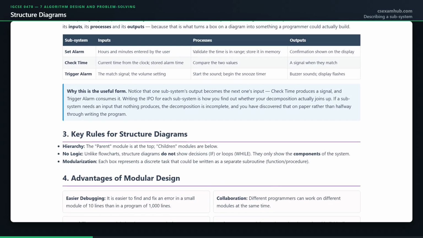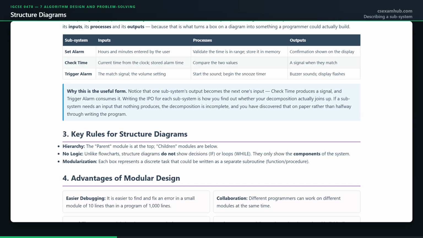Now the part exam questions actually ask for, and it goes beyond naming the boxes. Each subsystem should be described in terms of its inputs, its processes, and its outputs. Look at the table. Set alarm. Inputs are the hours and minutes entered by the user. Processes are validating that the time is in range and storing it. Output is a confirmation on the display.